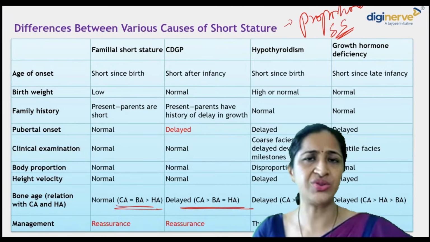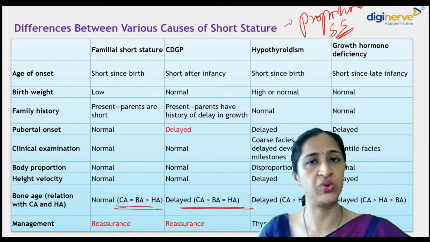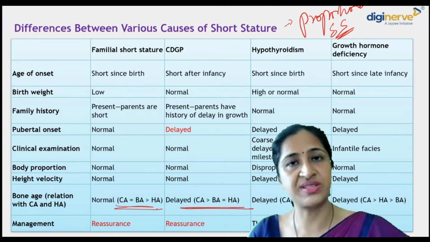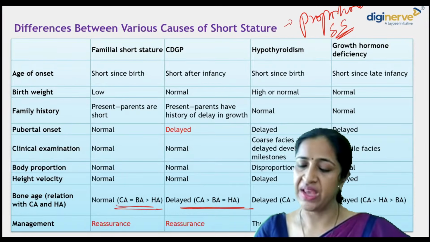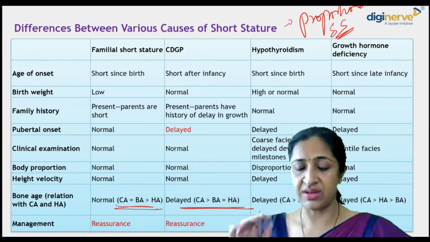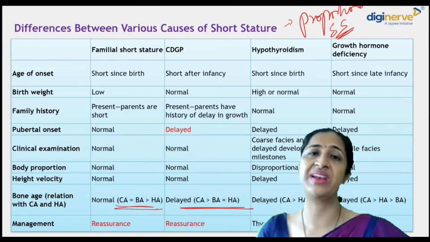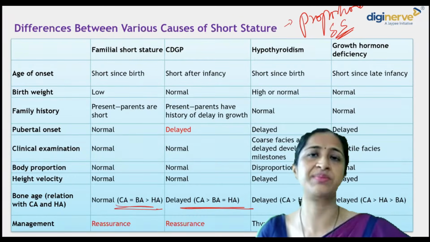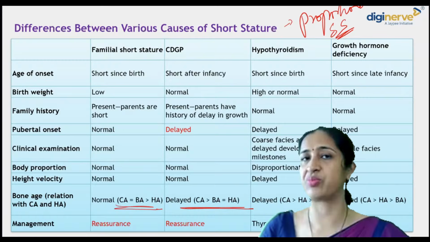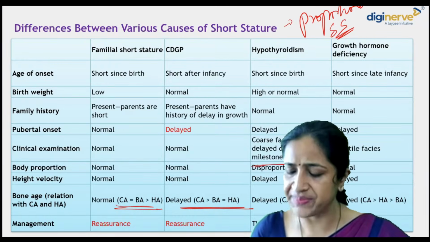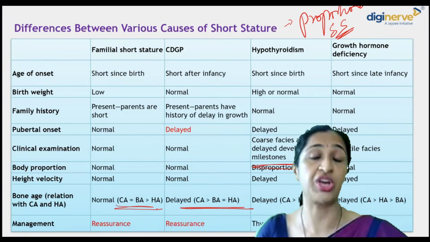Nothing to do, like how the parents suddenly shot up height during puberty, this child also will shoot up height during puberty. Coming to hypothyroidism and growth hormone deficiency. Now here we have actual pathology going on. Hypothyroidism also short, the birth weight may be big, may be normal. Otherwise, child is okay. Development can be delayed. They'll have coarse features, features of cretinism if not identified early. Here, the body proportion can be disproportionate, but it is not always. I have seen children who have proportionate growth delay with hypothyroidism also.